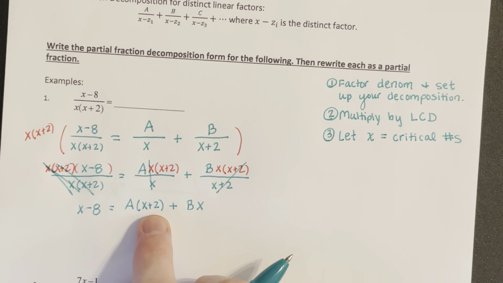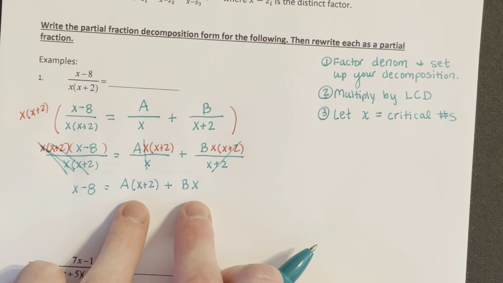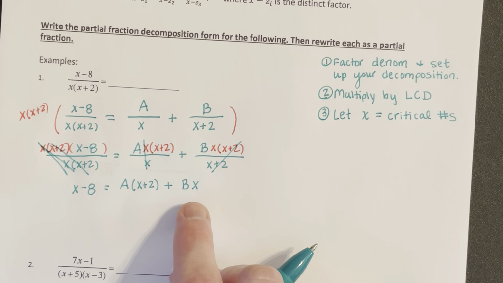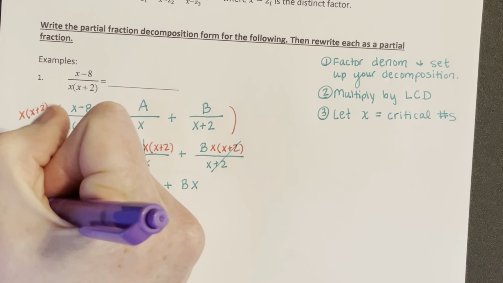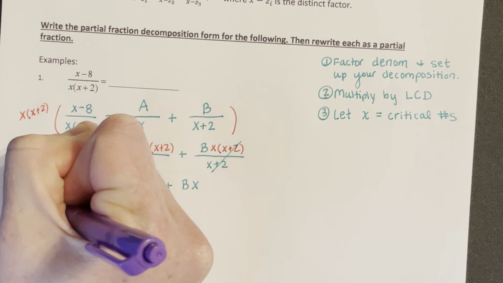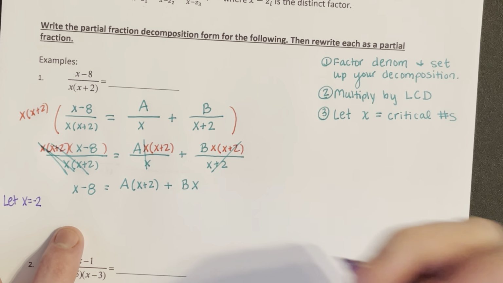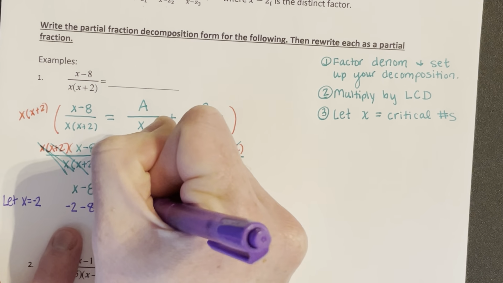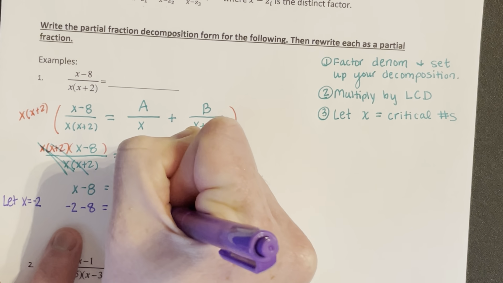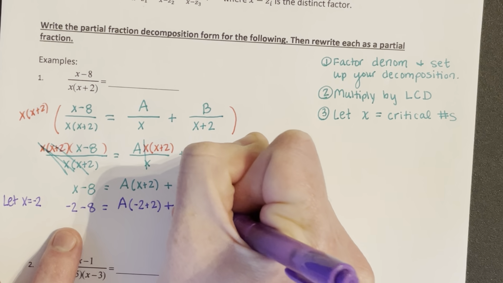And so if I look at these and we try to figure out what is a critical value for this, really you're thinking about the zeros of this function. So one of them I'm going to pick is when x is equal to -2. And so let's see what that looks like algebraically. So let x equal -2. What happens is we get an equation that would say -2 minus 8 equals a times -2 plus 2 plus b times -2.